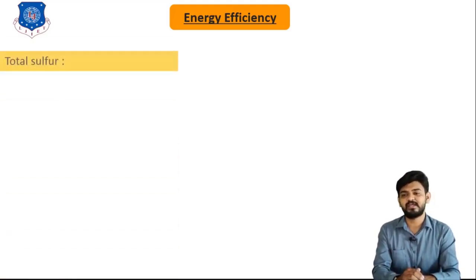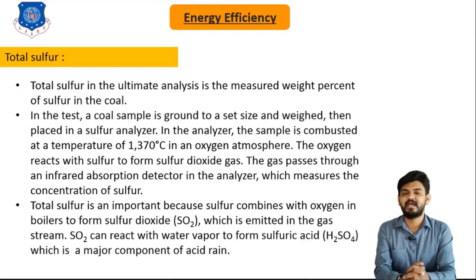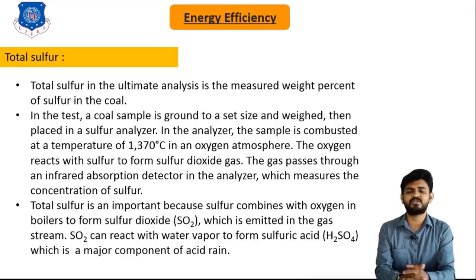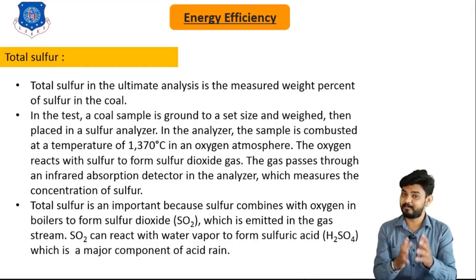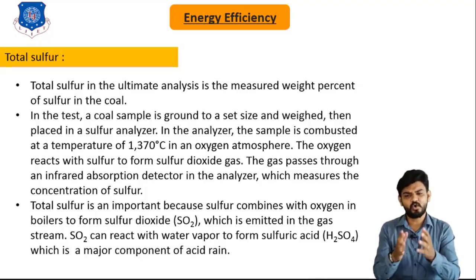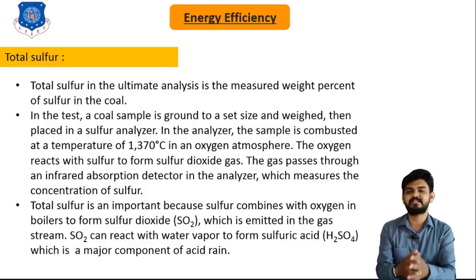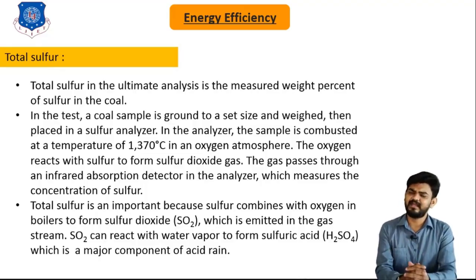Now let's move to the sulfur content. The total sulfur in the ultimate analysis is the measurement of the weight percentage of total sulfur present in the coal sample. For the test, a coal sample is ground to a set size and weighed, then placed in the sulfur analyzer. So, what we do is take one coal sample, reduce its size to a particular set size, weigh it, and then place this sample in the sulfur analyzer.